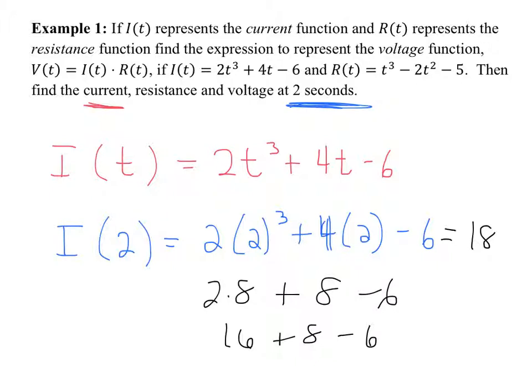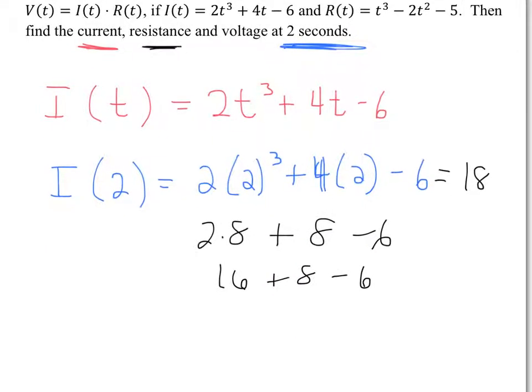All right, so the current is 18 amps after 2 seconds, after the circuit has been open or closed for 2 seconds. Now, we then want to find out what the resistance is. Find out the resistance at 2 seconds. So do the same thing for resistance now.